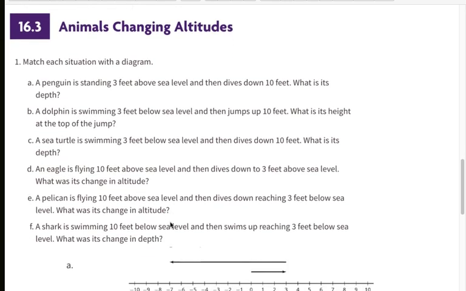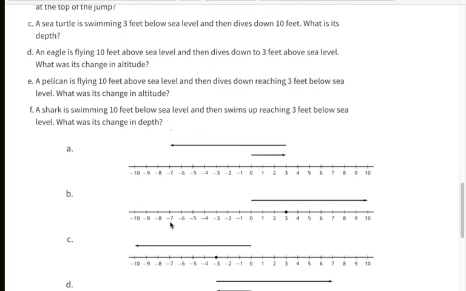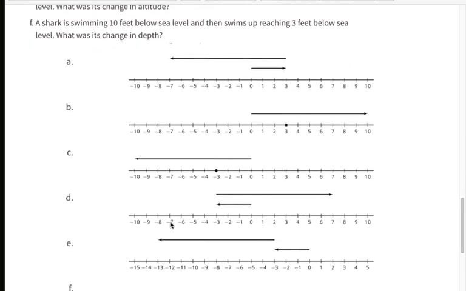Match each situation with a diagram. So if you notice, here are some diagrams. First thing I would look at is that some of them have points and some of them just have double lines. If they have double lines, that's usually an addition problem. And the one with points means that they give you some type of subtraction.